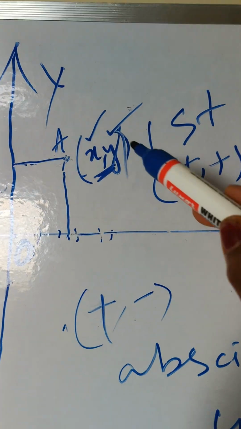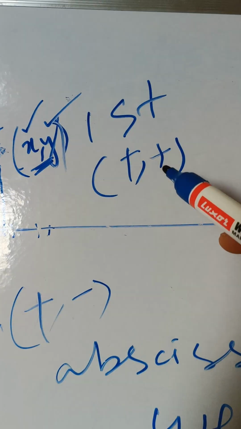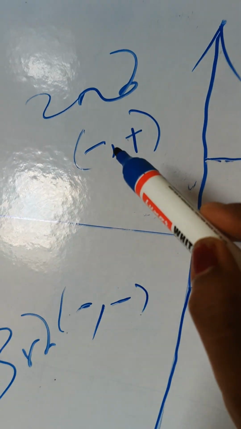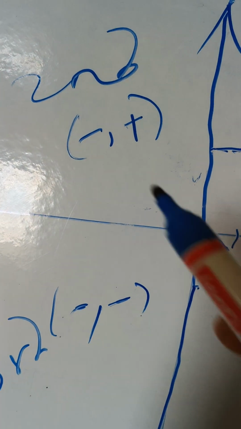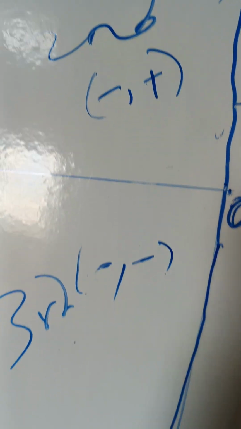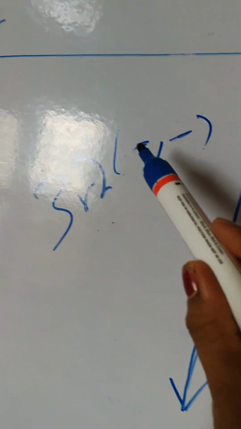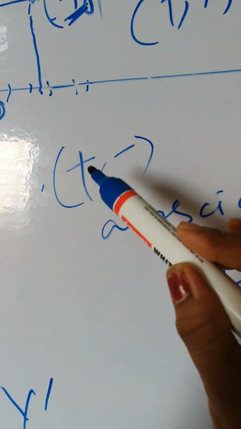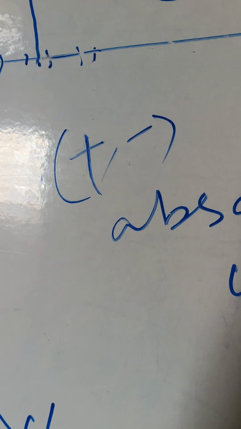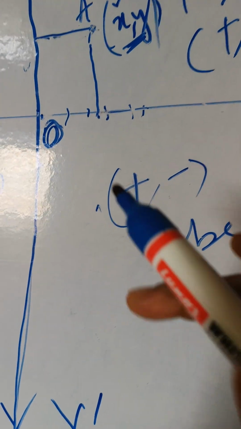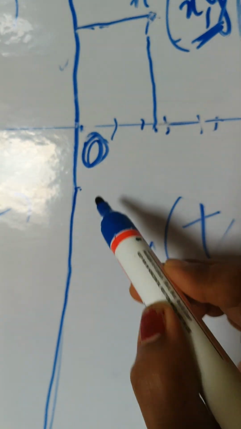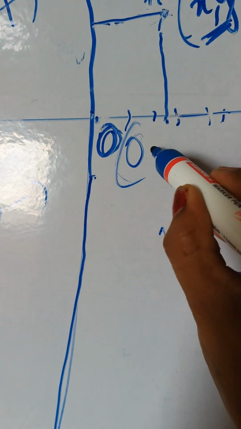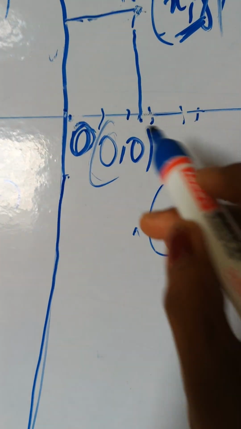So again I repeat: in the first quadrant, the x coordinate is positive, the y coordinate is positive. In the second quadrant, the x coordinate is negative, the y coordinate is positive. In the third quadrant, the x coordinate is negative, the y coordinate is also negative. In the fourth quadrant, the x coordinate is positive, the y coordinate is negative. And what is the coordinate of the origin, if it asks you? Here, the x coordinate is 0 and the y coordinate is also 0. Remember.